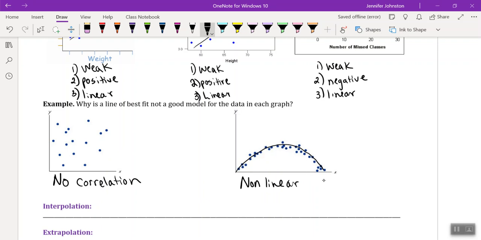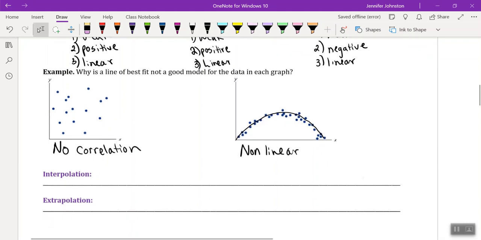This is kind of showing a strong relationship because all the points are really close together. In grade 10, you will talk about how this is a negative curve that's happening here, but right now we're just going to leave it as nonlinear.